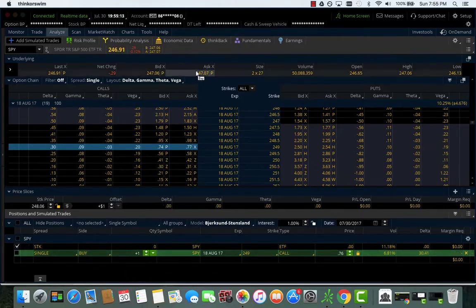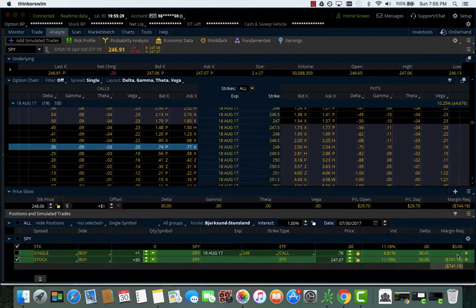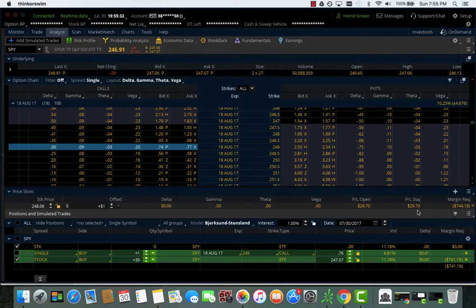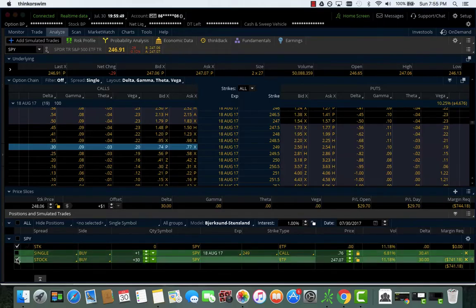So let's simulate that. Not 100, 30. Now, we're going to stress this here too. What happens if SPY goes up a buck? 30 shares are each going to be worth $1 more, and we're going to make right around 30 bucks. Very interesting. Let's look at that one more time. We bought a 249 call for just 76 cents. That's per share. Every option is worth 100 shares of stock, so that's $76 we paid. And if the stock goes up a buck, we make right around 30 bucks.